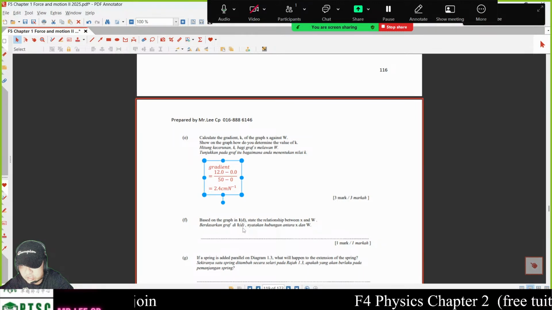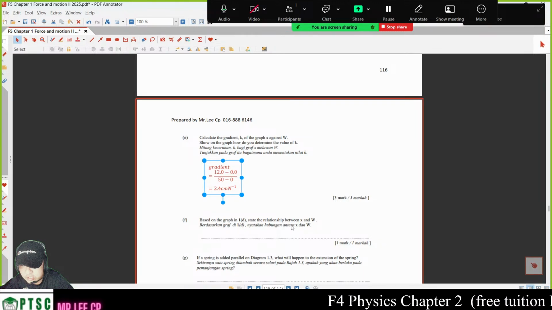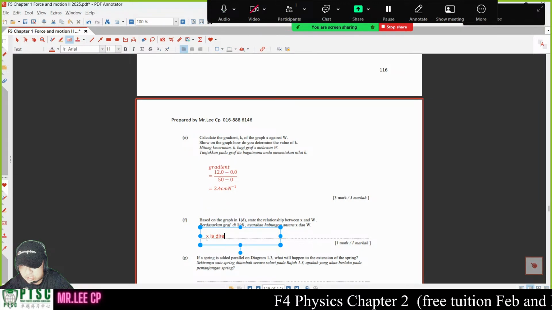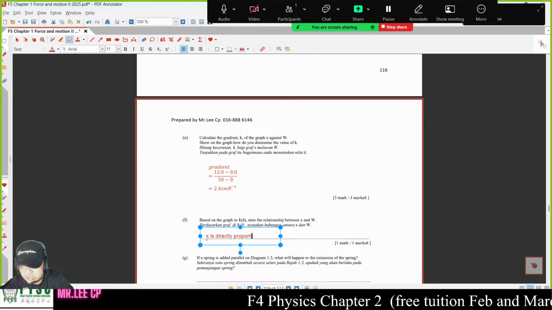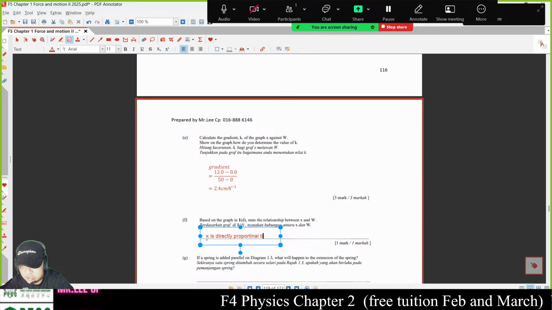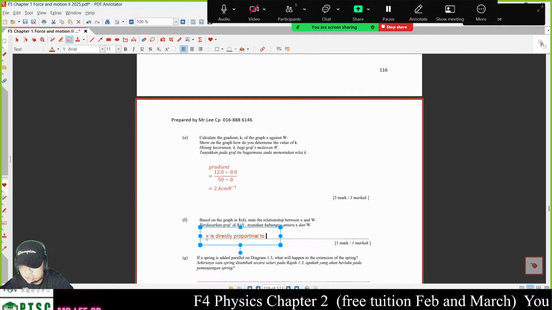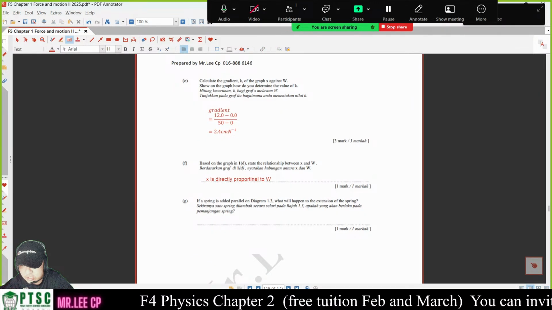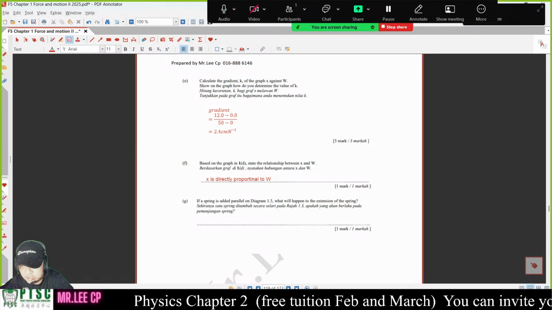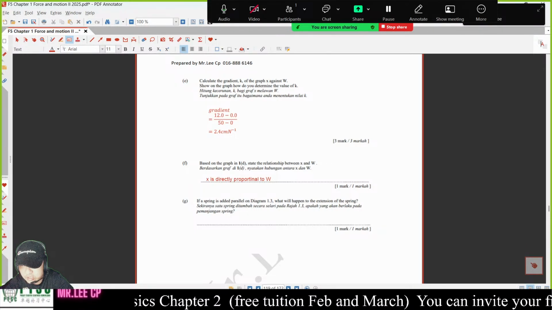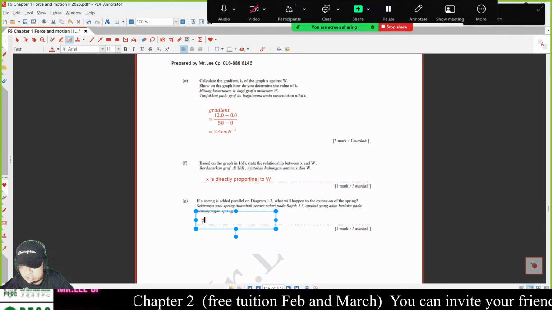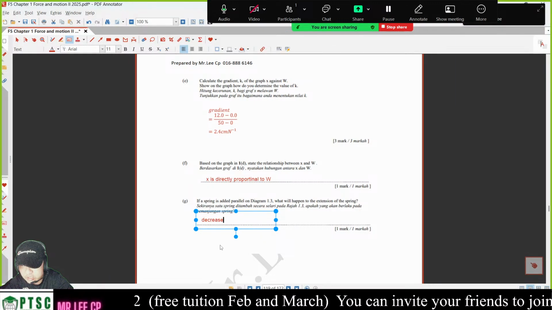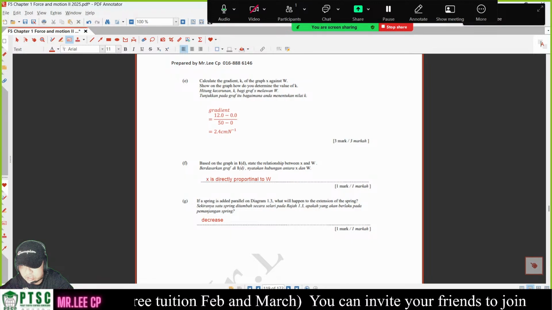Based on the graph, state the relationship between X and W. X is directly proportional to W. If the spring is added in parallel into diagram 1.3, what will happen to the extension of the spring? It will decrease. The extension of the spring will be decreased. This one I'll explain later.